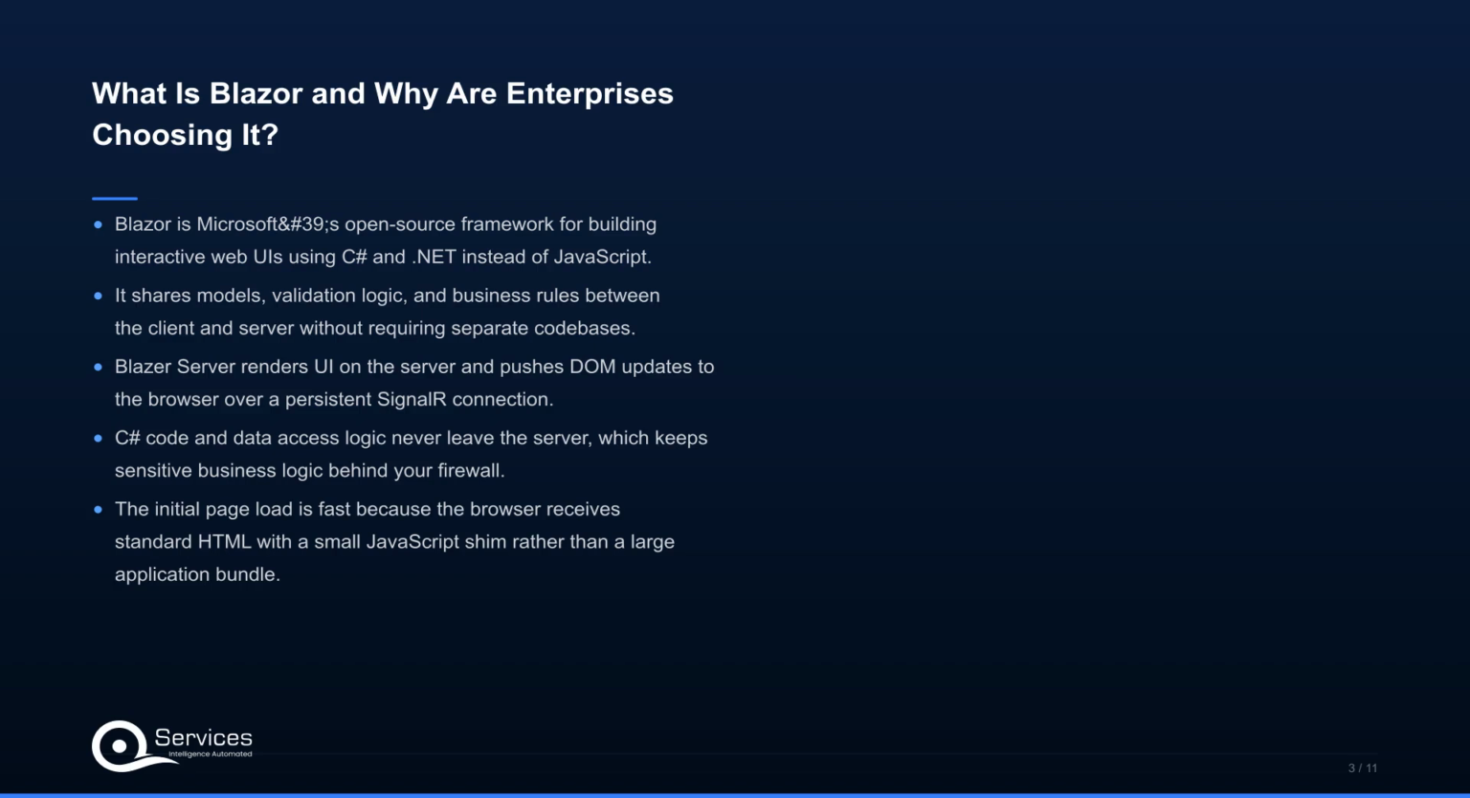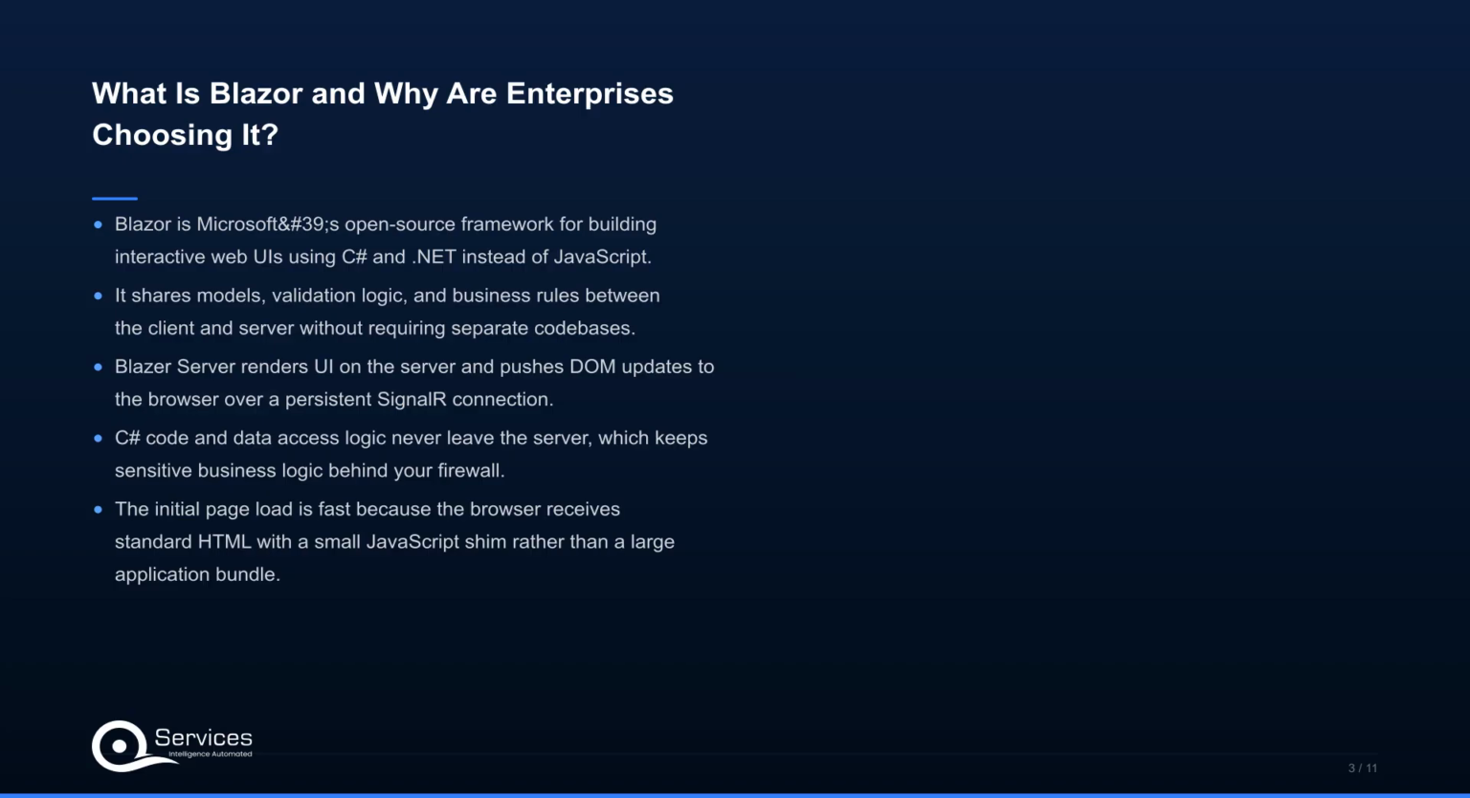Blazor Server renders UI on the server and pushes DOM updates to the browser over a persistent SignalR connection. C# code and data access logic never leave the server, which keeps sensitive business logic behind your firewall. The initial page load is fast because the browser receives standard HTML with a small JavaScript shim rather than a large application bundle. The trade-off: every user interaction requires a server round trip, so server capacity scales linearly with active concurrent users. For internal tools with controlled user counts, this is rarely a problem. For public-facing apps with thousands of simultaneous users, it is.